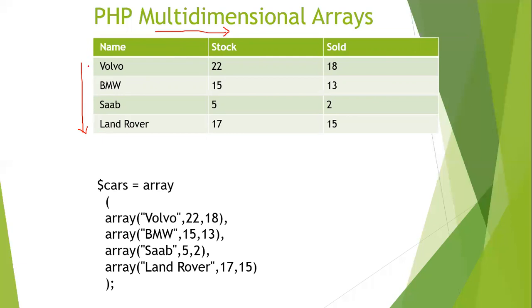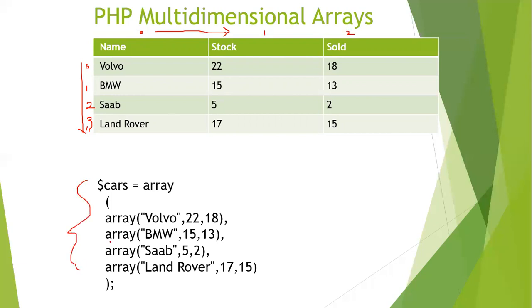So whenever I am saying array of 0, 0, it is the 0th row and the 0th index. So that is nothing but the Volvo. This is first row, second row, and third row. And this is 0th column, first column, and second column. So you can store the values like this. Array of 0, 0 is Volvo. Array of 0, 1 is 22. So likewise, you can store the values.